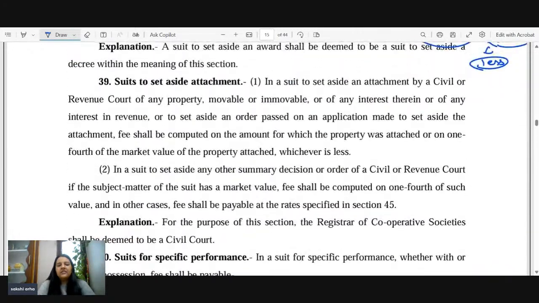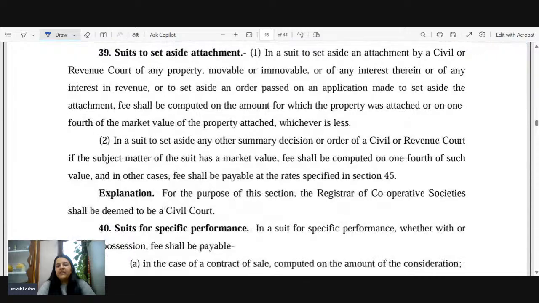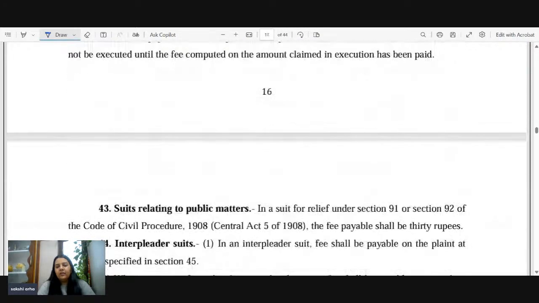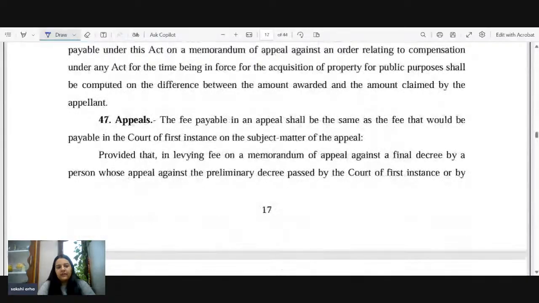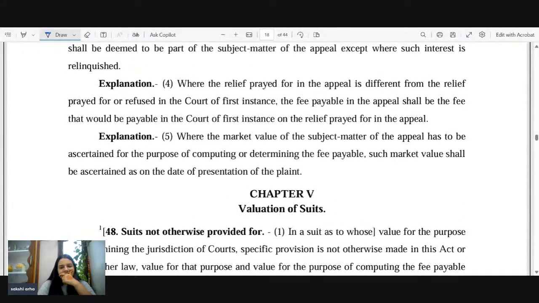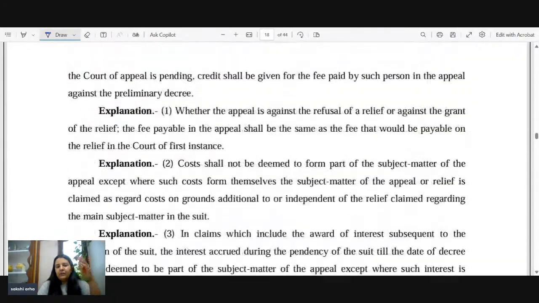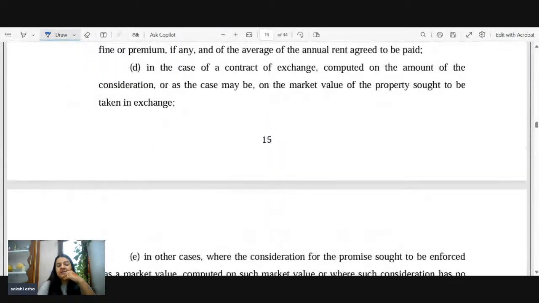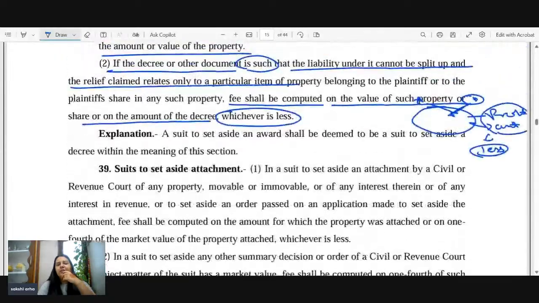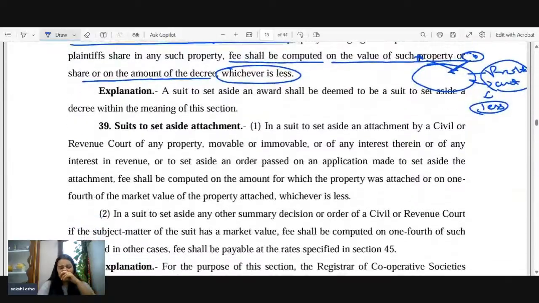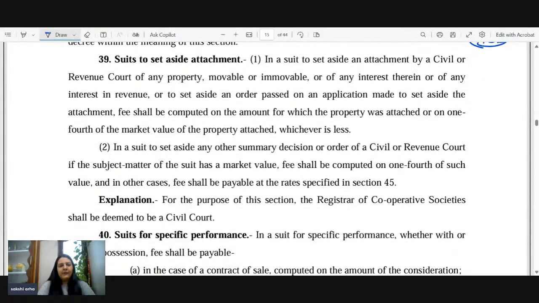Then comes suits to set aside attachment. Okay, see, there are a lot of sections for this purpose. So what we will do is, see, one half we have done. There are total like 74 sections. So the first half is already completed. 38 sections are already done. The remaining from 39 to 74, I think let's do it tomorrow, because it's getting too much for you guys to understand.